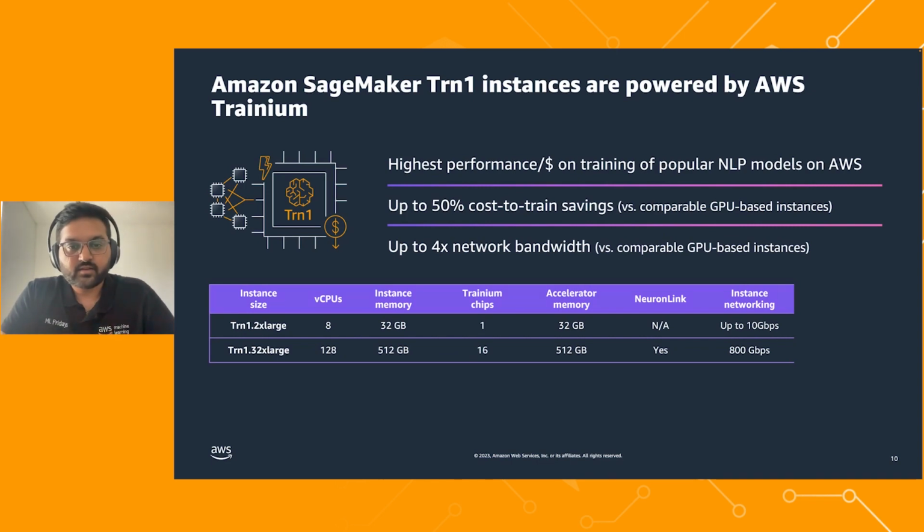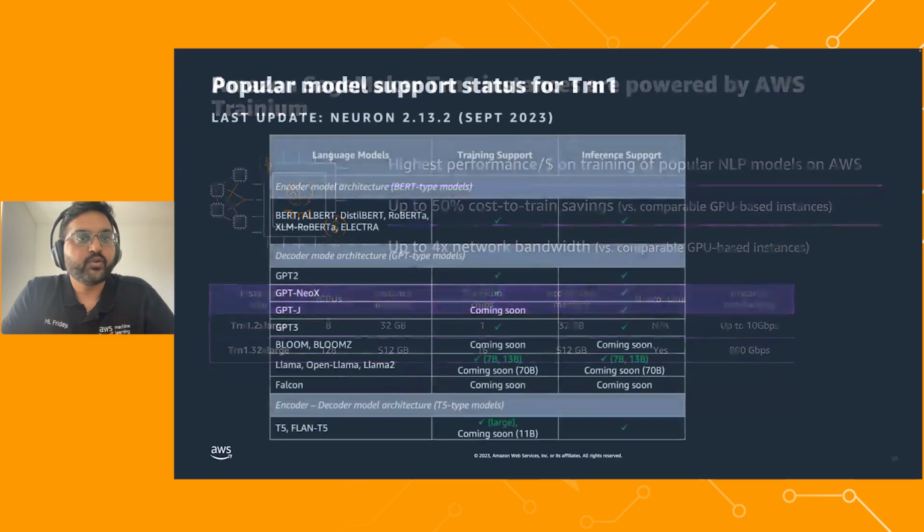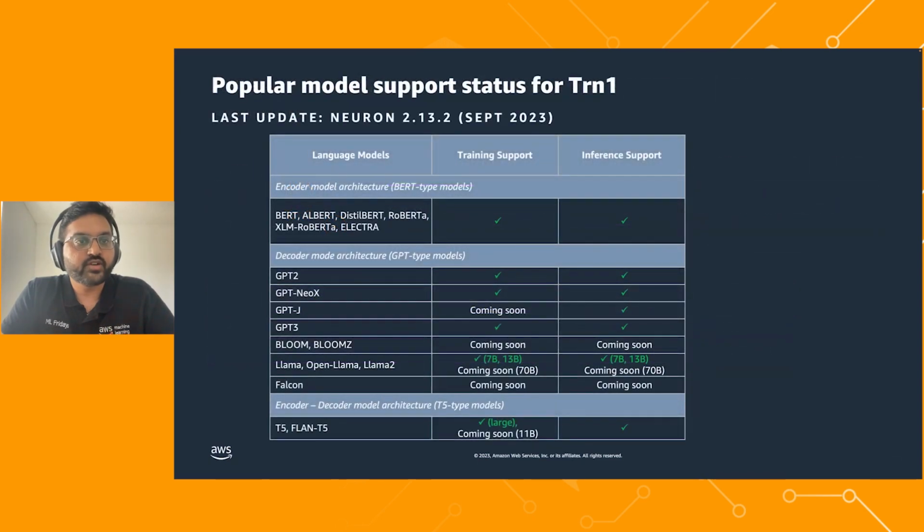So let's take a look at some of the supported models on TRN1. Today, we support quite a lot of large language model architectures, starting from GPT-based models like GPT-2 and GPT-NeoX, and we also support Llama 2. You can train Llama models 7B and 13B at this point in time. Support for Falcon and Bloom is coming soon in the near future.